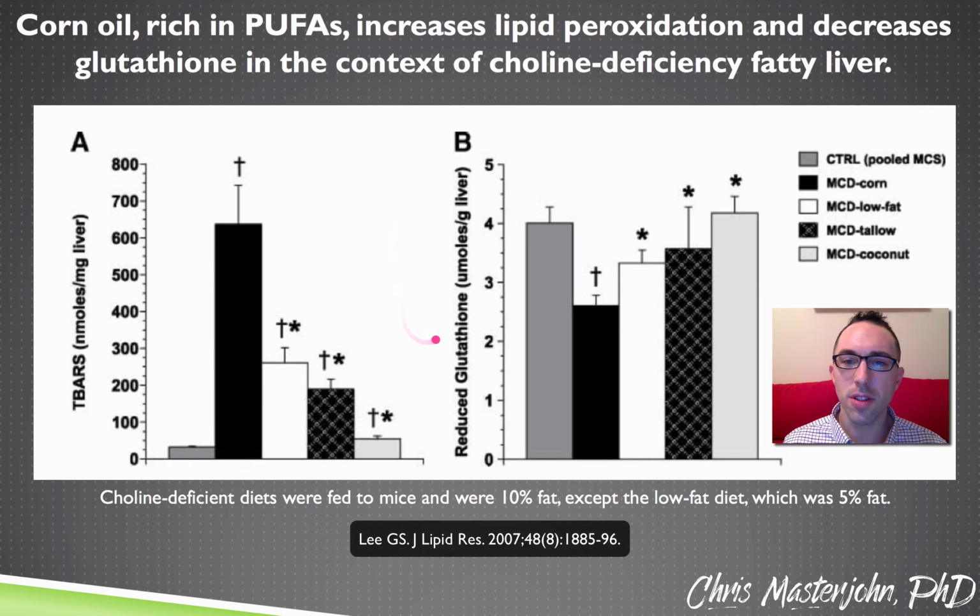On the right is reduced glutathione. It's the mirror image of the lipid peroxidation. The corn oil diet causes a big decrease in reduced glutathione, and then the low-fat diet offers some protection. The tallow is even better. The coconut oil is best. In fact, the coconut oil completely normalizes the level of glutathione to the level found in the controls.